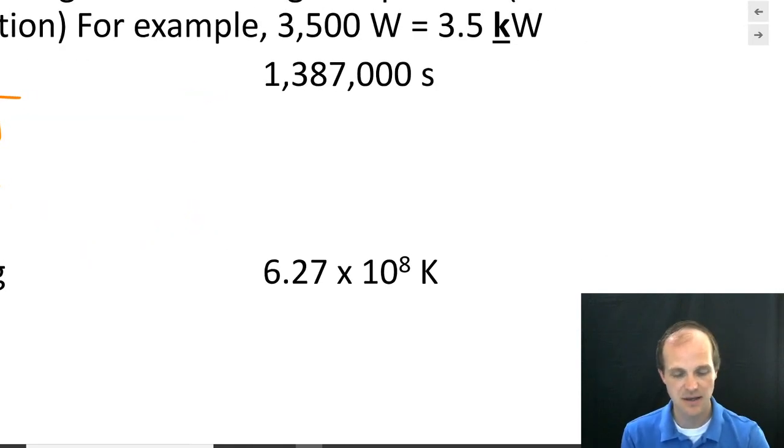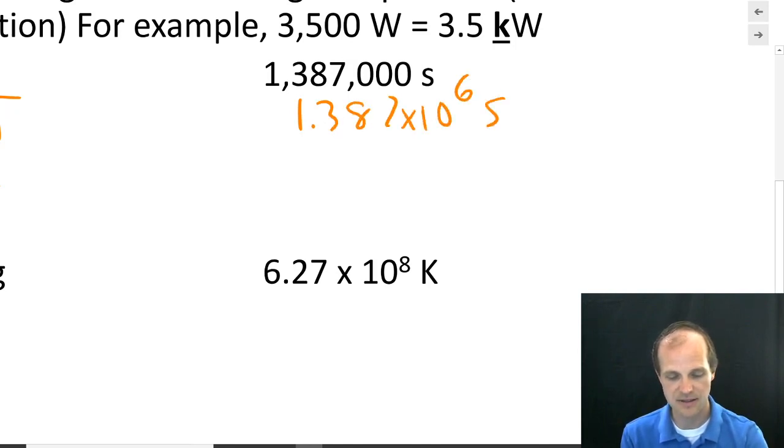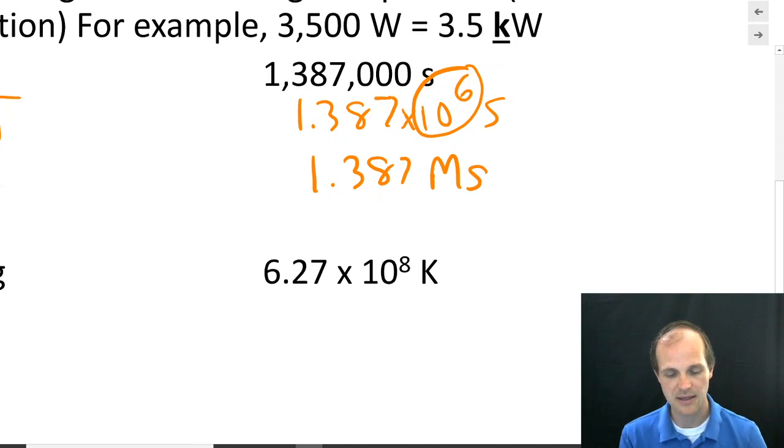Here we've got 1,387,000 seconds, 1.387 times 10 to the 6th seconds. And if you remember, 10 to the 6th is mega. And so we get 1.387 megaseconds.